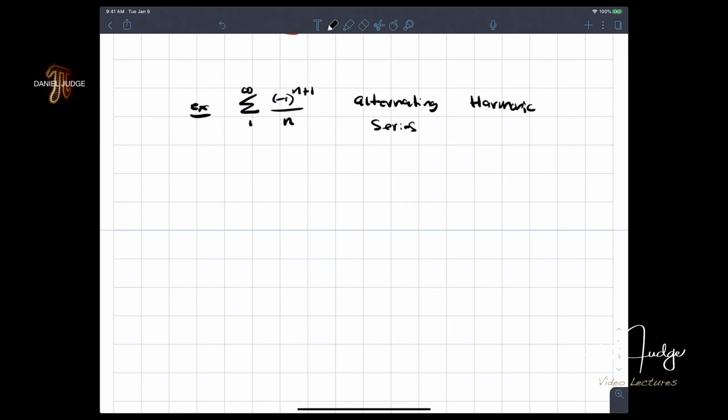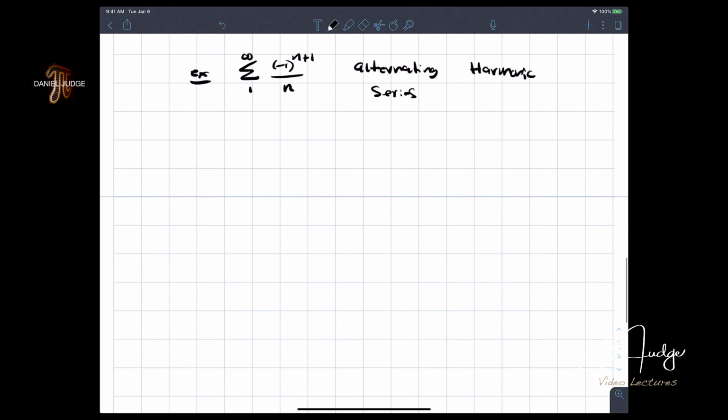Now, this is not the harmonic series. It's the alternating harmonic series, meaning we have 1 minus 1/2 plus 1/3 minus 1/4 plus 1/5 minus, and that goes on forever. Let me double check to see. Yeah, n is 1, we get n plus 1 is 2, and that squares that to -1. Okay.